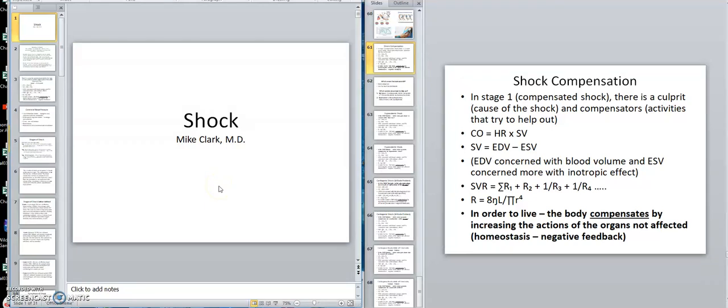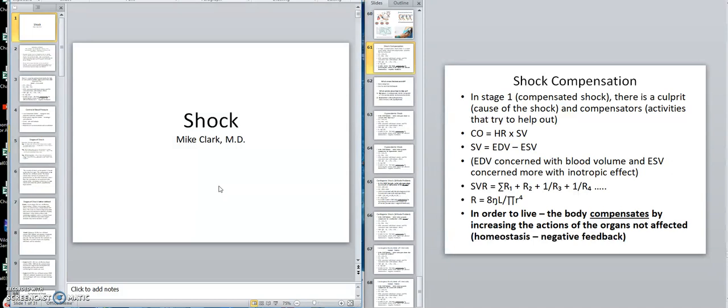Okay, class, we now are talking on shock. Now, this particular subject here is at the end of my cardiovascular module. Now, let's think about that. The cardiovascular module contained the blood, the heart, and the blood vessels. So shock involves a look at all three.